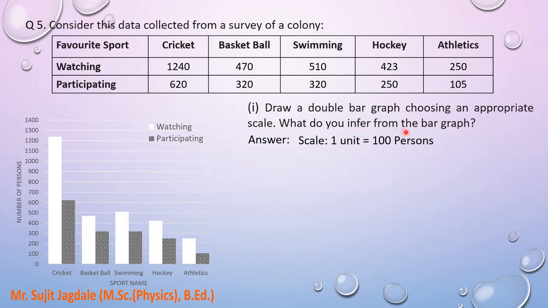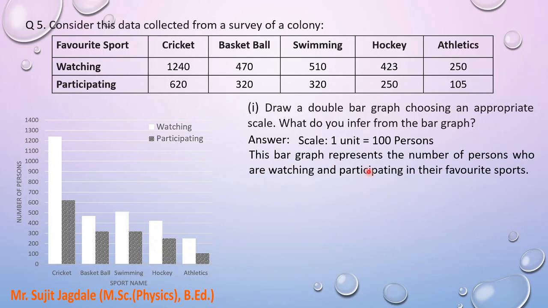What do we infer from the bar graph? This bar graph represents the number of persons who are watching and participating in their favorite sports. Either we can say that 1240 people are watching cricket, or 620 people are participating in cricket. Like this, information is given for the different sports according to favorite sports.